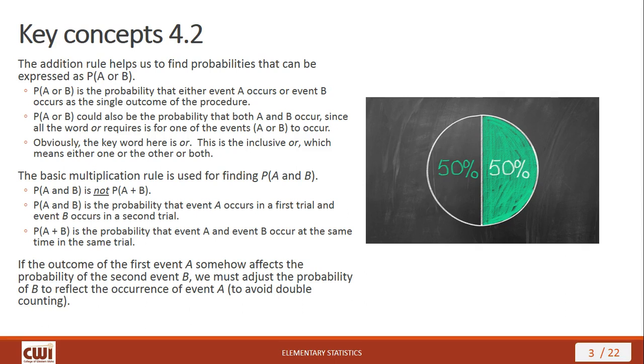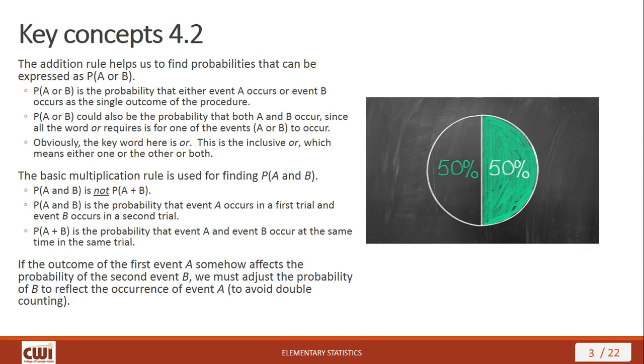On the other hand, if we're looking at the probability of A and B, keep in mind that this is different from the probability of A plus B. The probability of A and B is the probability that event A occurs in a first trial and then event B occurs in a second trial. But the probability of A plus B is the probability that A and B occur together in a single trial. So it may look to be the same, and we've always looked at translating plus as to and, but seriously, you gotta understand that when you're dealing with probabilities, the probability of A and B is not the probability of A plus B.